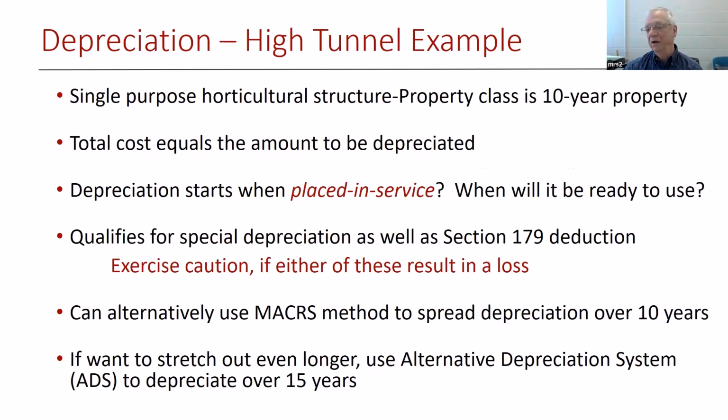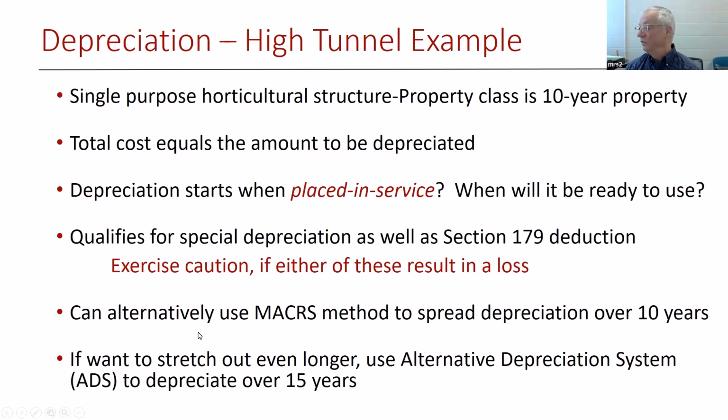The total amount of the cost of that high tunnel is depreciated when it's placed in service, when it's ready to use. So if you're building it in 2022, but you still didn't use it and you're going to finish building it in 2023, you would hold all the expenses in 2022 in a capital account, add the additional cost of building that high tunnel in 2023, and start depreciating it in 2023 when you first have it available for use. That's kind of how the definition goes.